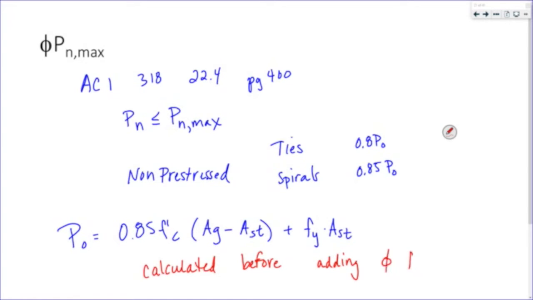This does not take the place. I don't want to say that. The phi factor still needs to be included.